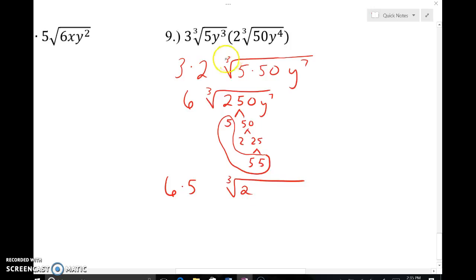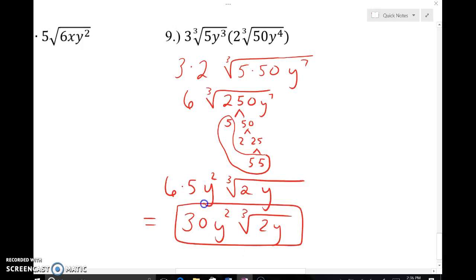Next, since this is the root, I'm asking myself, how many times does 3 go into 7? And 3 goes into 7 twice with a remainder of 1. So that means that I have 2 y's coming out and 1 y remaining. And so finally, I simplify with 6 times 5 is 30, y squared, and then the cube root of 2y. This is how we would simplify a cube root radical.